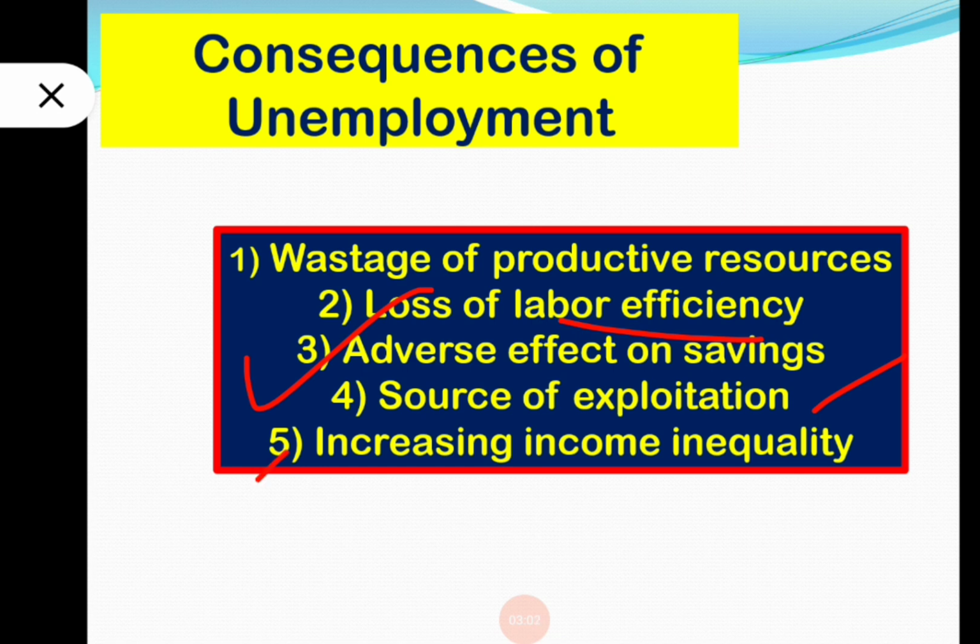Now, going to the fifth point, increasing income inequality. So, unemployment leads to inequalities of income. It is a source of income.